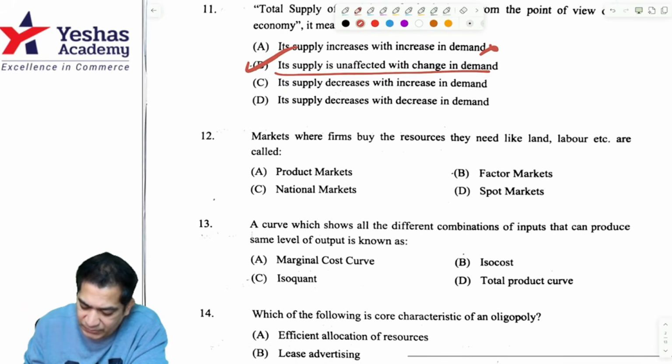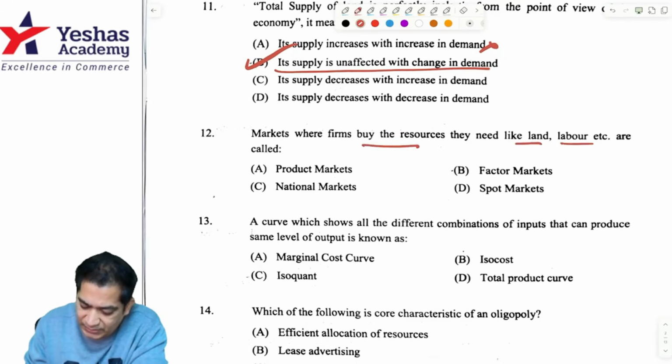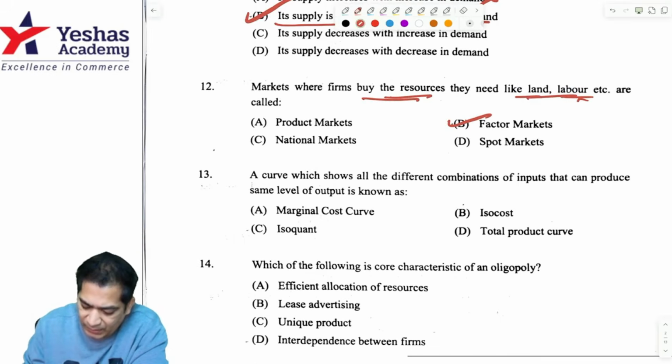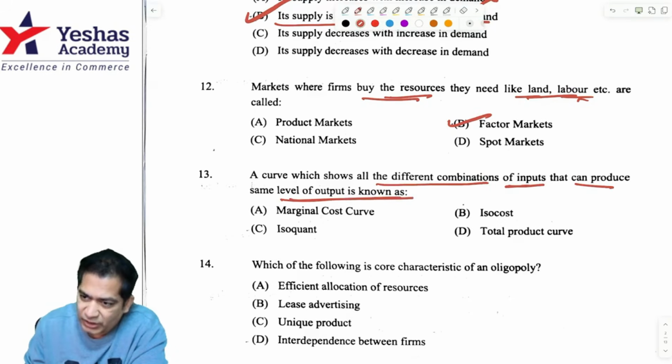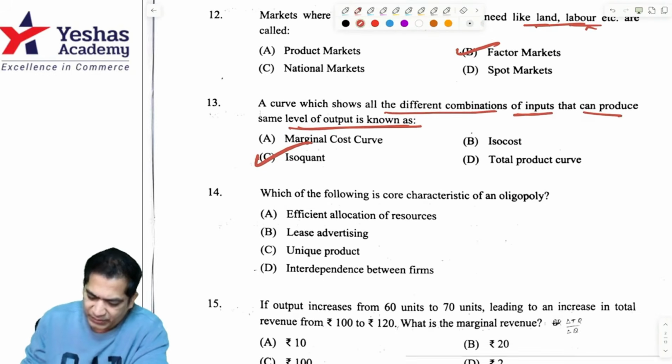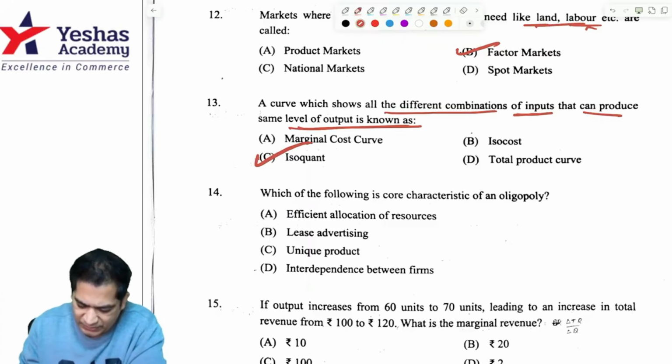Market where firms buy resources they need like land, labor are known as factor market because these are factors of production. A curve which shows all different combinations of inputs that can produce the same level of output. It means they're talking about input in terms of labor and capital, whatever it is, isoquant curve. You covered it in the classroom. Everything up till now that we have studied.